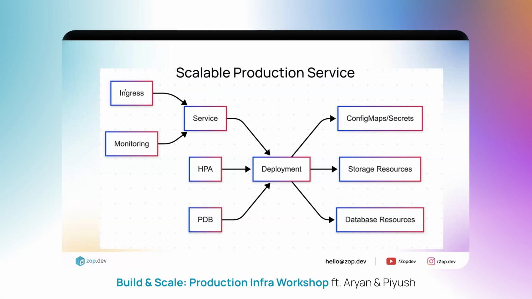Then we have ingress. Services expose the pods or our application internally in the Kubernetes cluster. What ingress does is expose it to the internet. If we want to make a request from the internet to our application, we can define a host in the ingress like Zop.dev, Google.com, anything, and attach it to a service. Whenever we hit that host from the internet, it will forward that request to the service, and that service will forward it to our pods.